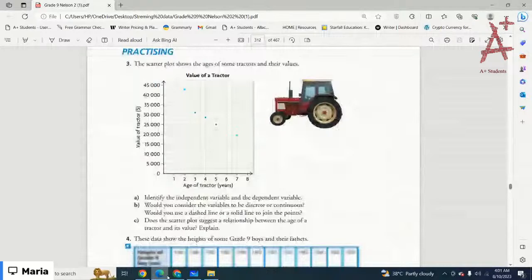Okay, the scatter plot shows the ages of some tractors and their values. The graph shows the age of a tractor and the value of the tractor. Identify the independent variable and the dependent variable. Would you consider the variables to be discrete or continuous? Would you use a dashed line or solid line to join the points? Does the scatter plot suggest a relationship between the age of a tractor and its value? Let's just look at the values of the age of the tractor and the values of the tractor.